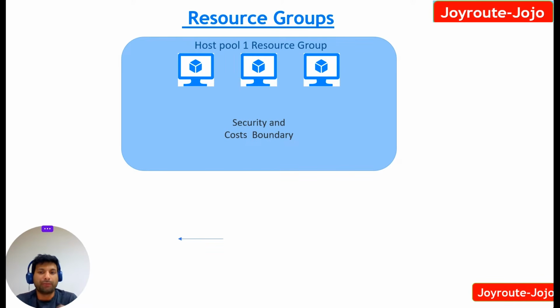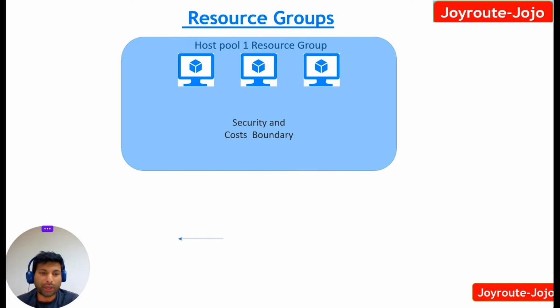For example, a web server and an Azure SQL instance that support a website, or in our case the server and the application group that make up the Azure Virtual Desktop deployment. All of these we can place in the same resource group. That is what Microsoft recommends: keep objects with a similar life cycle in the same resource group.